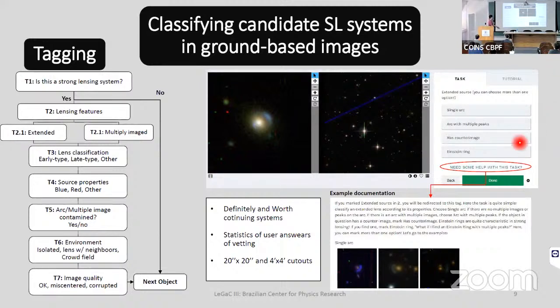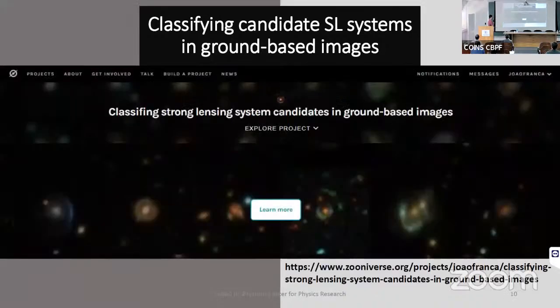So this is the interface that the user sees, and we are trying to document as much as possible, so the user can click on this button and see more information on each of the questions and on each of the options. The options have some examples, so the idea is to have a user-friendly classification.